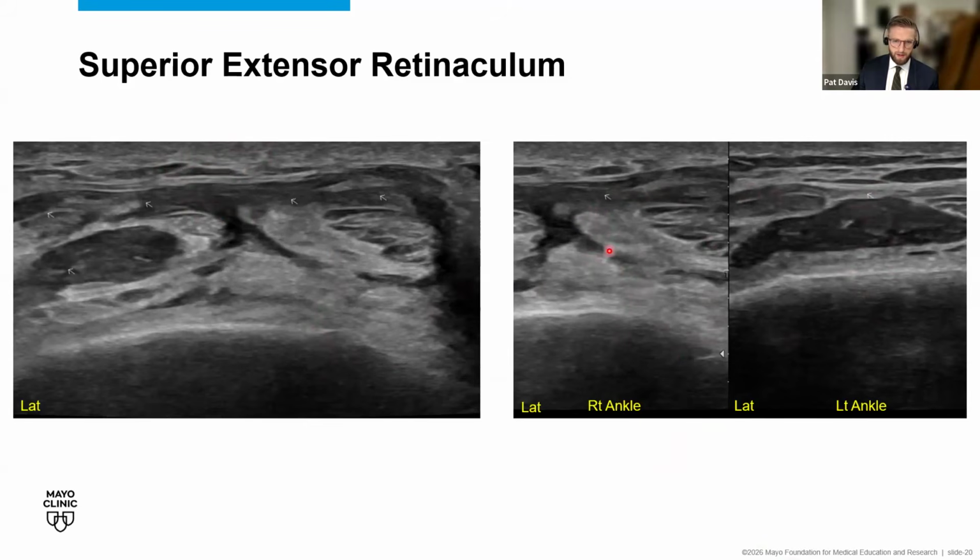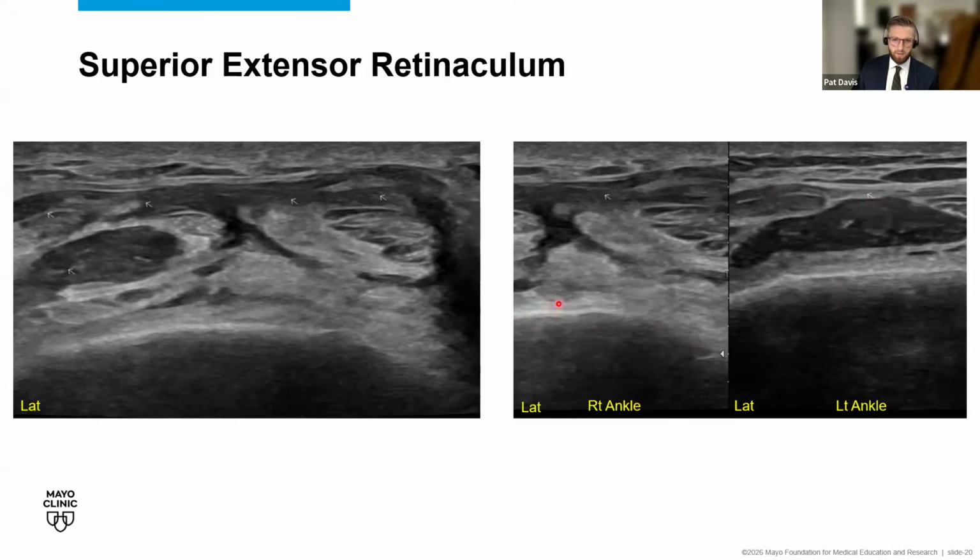So on the left here, but it is the right ankle, you'll notice that thickened hypoechoic appearance of the superior extensor retinaculum, while on the right-hand side, you'll note the tight fibrillar appearance of a normal-appearing superior extensor retinaculum on the left ankle. Something to note as well is that the tibia is slightly downshifted compared to the tibia on the left ankle.